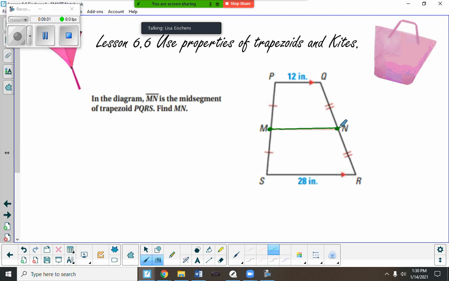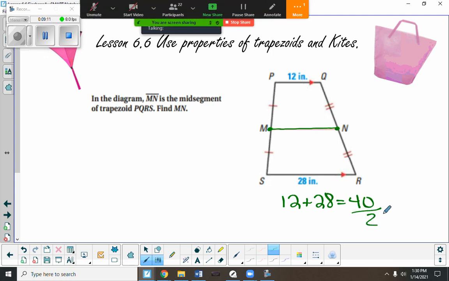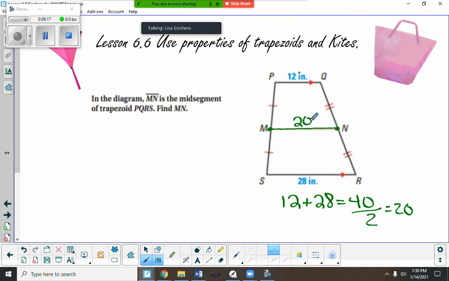Not quite. You add the bases together. So 12 plus 28, what does that equal? 40. And then you divide it in half. So it's 20, which should make sense. From 12 to 20 is 8 units, and from 20 to 28 is 8 units. So it's right in the middle. Add the bases, divide by 2.